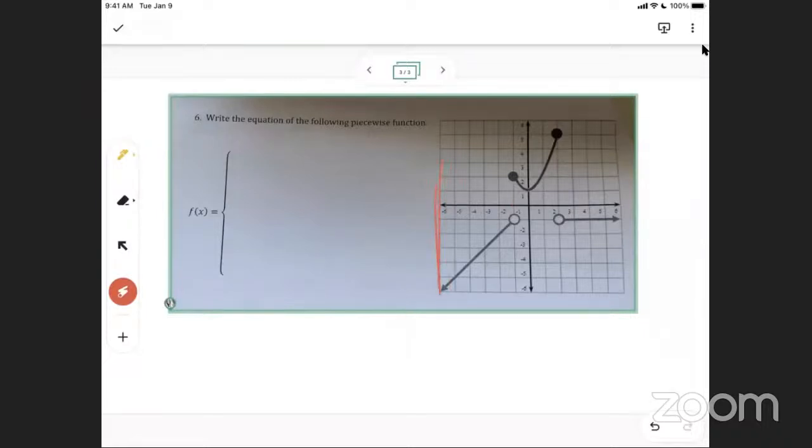So from negative infinity all the way to -1, not including it because of the open sign, my graph is going to be this line right here, right? So I'm going to write when x is less than -1. That's the domain restriction for this. When x is less than -1, your graph is defined by this line.